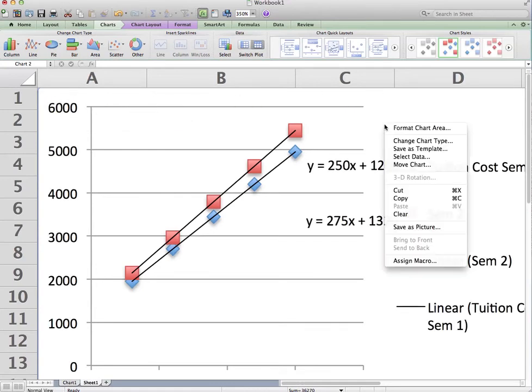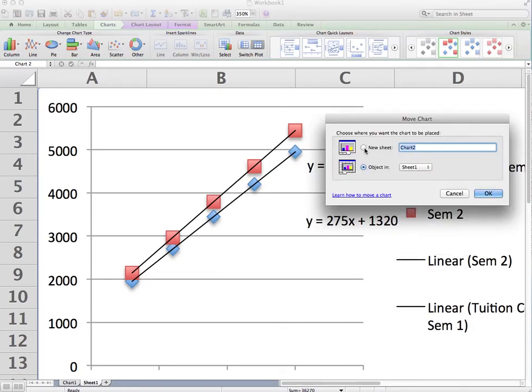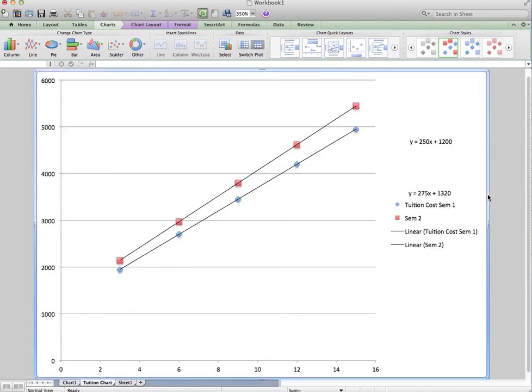So on mine, I can right-click it, and I can move my chart. I'm going to move that chart to a new sheet. And let's call it tuition chart, sounds like an easy name for it. And I will click OK. And there's my chart. It covers the whole sheet. There's no cells, anything like that.